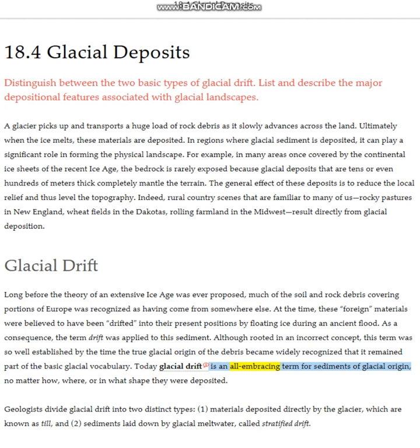Today, glacial drift is an all-embracing term for sediments of glacial origin, no matter how, where, or in what shape they were deposited. Geologists divide glacial drift into two distinct types: 1. Materials deposited directly by the glacier, which are known as till, and 2. Sediments laid down by glacial meltwater, called stratified drift.